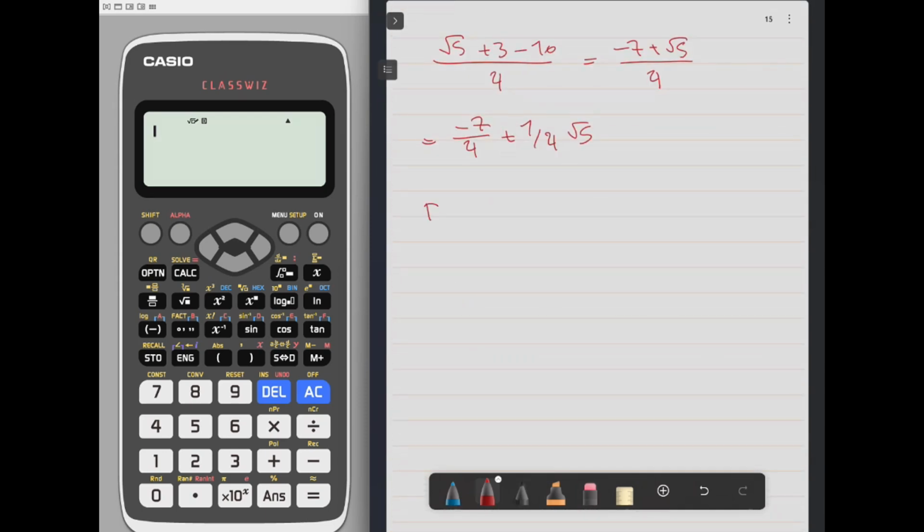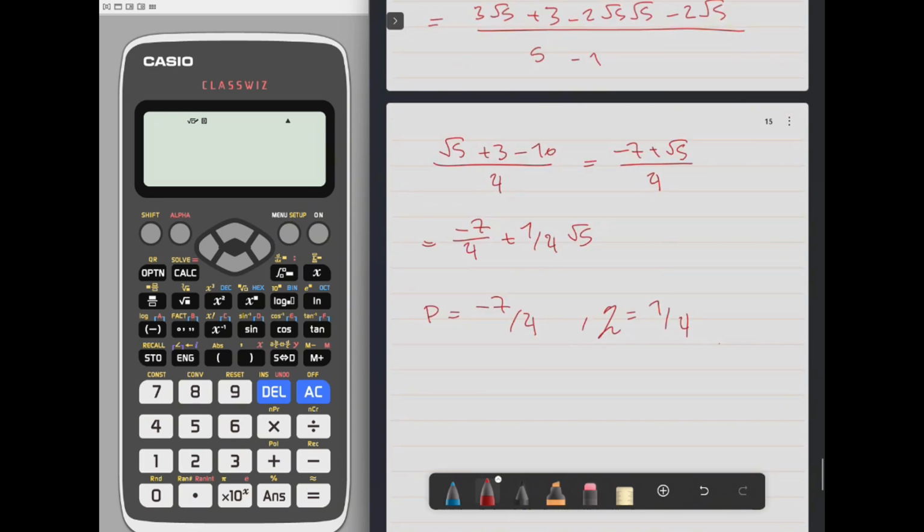So our p is going to be minus 7 over 4, and our q is going to be 1 over 4. And here we go, surds and rationalizing the denominator is finished. And in total, chapter 1 is finished. Algebraic expressions are finished, and from the next session, we are going to move to quadratics. See you all in the next session.